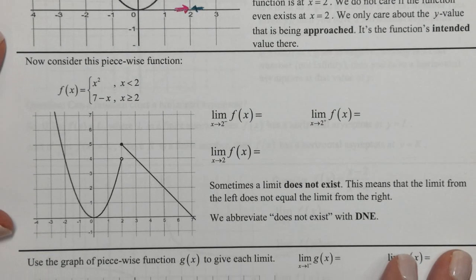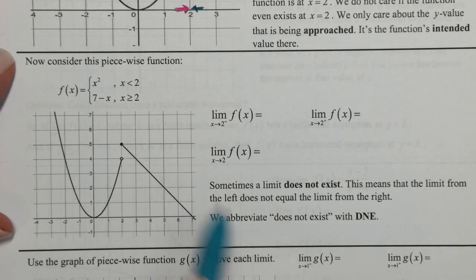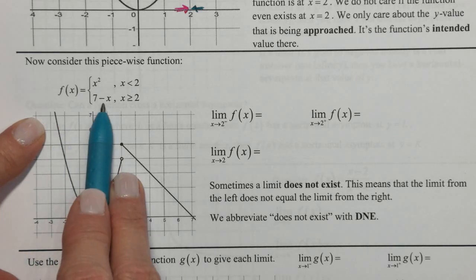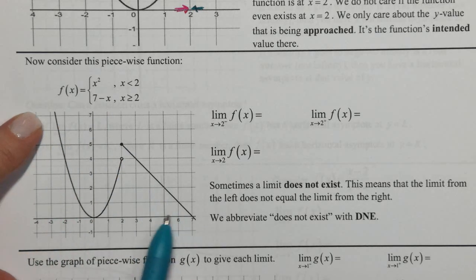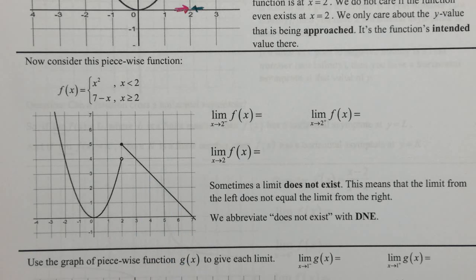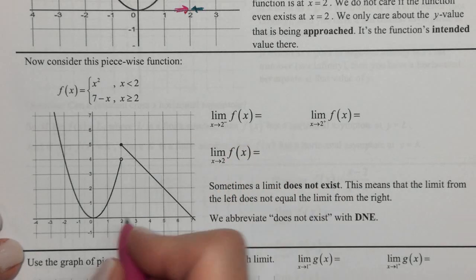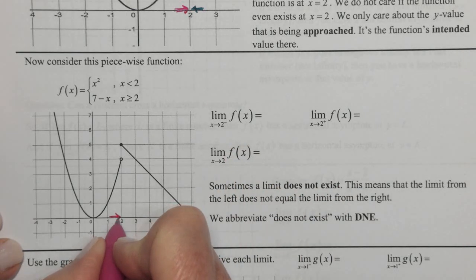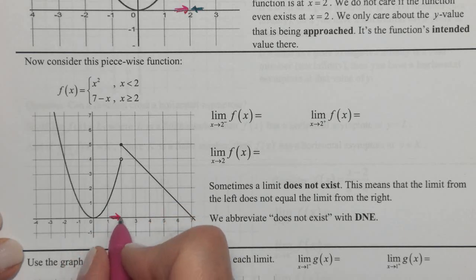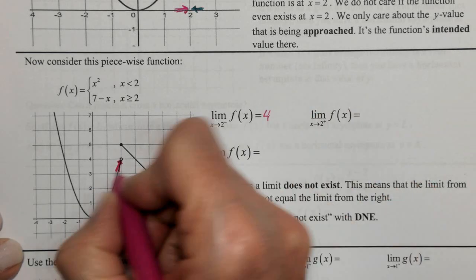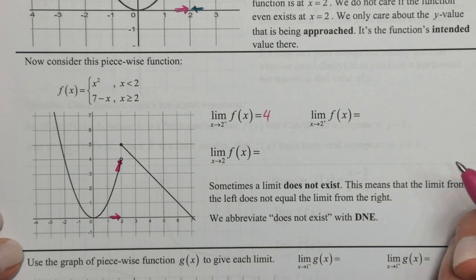Let's consider this piecewise function. Speaking of piecewise functions, we have a parabola when x is less than 2, and we have a line with a negative slope when x is greater than or equal to 2. Let's find the limit as x approaches 2 from the left of this function. So we're approaching 2 from the left. The function is approaching 4. The y value is approaching 4. When I say the function, I mean the y value, because f of x is equal to y here.